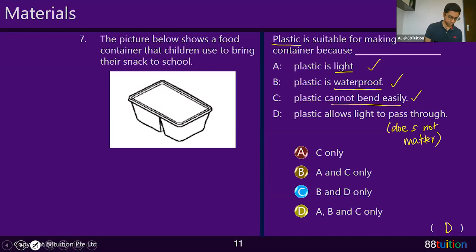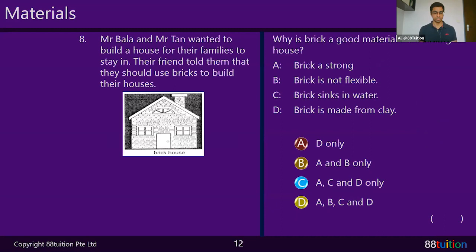Mr. Bala and Mr. Tan wanted to build a house for their families to stay in. Their friend told them that they should use bricks to build their houses. Oh, this sounds like the story from Three Little Pigs. Okay, that's a long time ago when you guys were in kindergarten or younger. Why is brick a good material for building a house? Now, we need to directly determine the property or properties of brick for building a house. So you need to know the use of a house. Just like a lunchbox, the use is to put food inside and not be squashed and not be wet. Brick also must not be brought down easily. One day the rain comes down and your house just disappears or melts or it just dissolves. No, it can't happen, right?